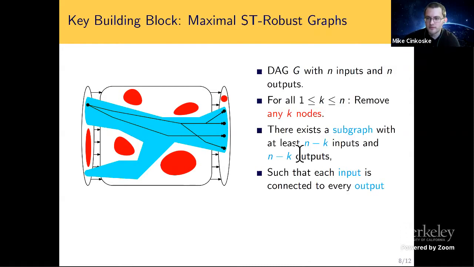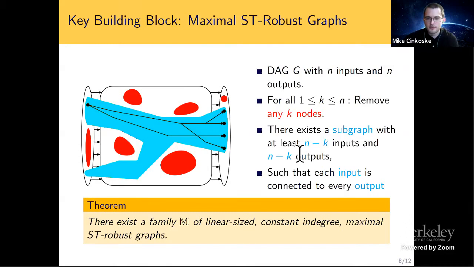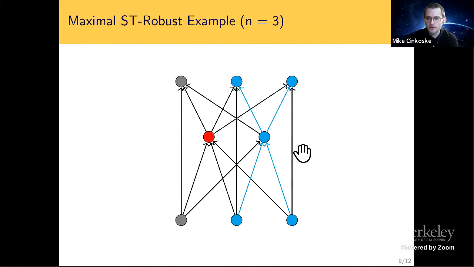And one of the main results from our paper is we construct a family of linear sized, constant integrity, maximal S-tier bus graphs. And so here's an example for N equals 3. If we remove any one node from this graph, there's some subgraph that has two inputs and two outputs, and each input connects to every output. Similarly, if we remove any two nodes from this graph, then there's some subgraph that has one input and one output, and they're connected.